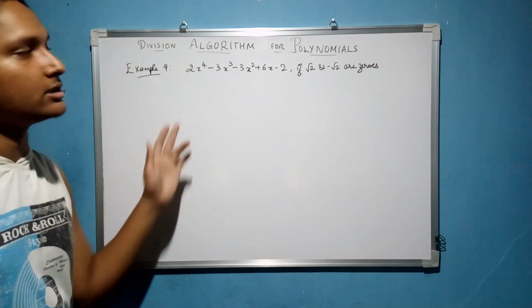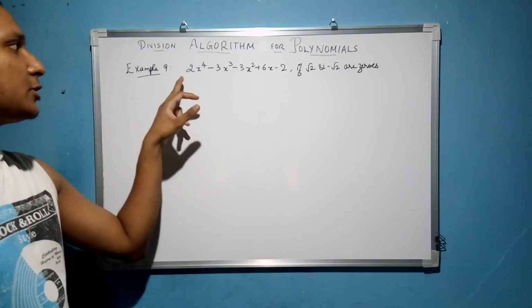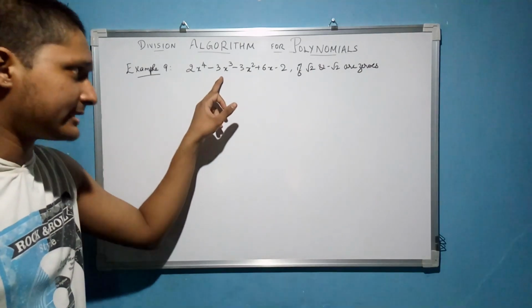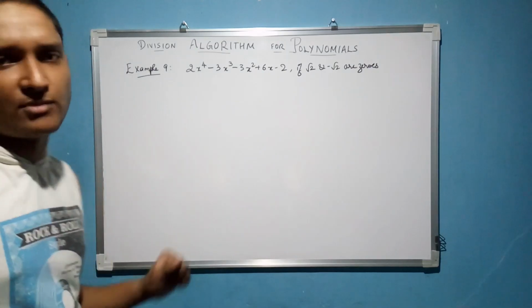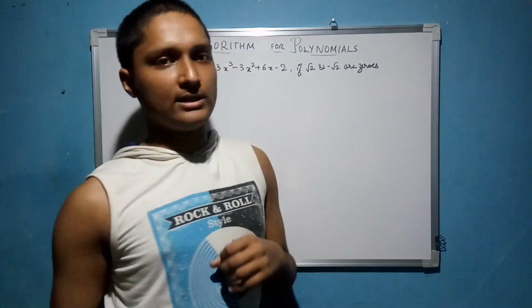Now you have the example 9. Example 9 is the question. You are asked to find all the zeros of the given polynomial. This is the polynomial, that is 2x raised to 4 minus 3x cube minus 3x square plus 6x minus 2. For that, they are given that root 2 and minus root 2 are the zeros.